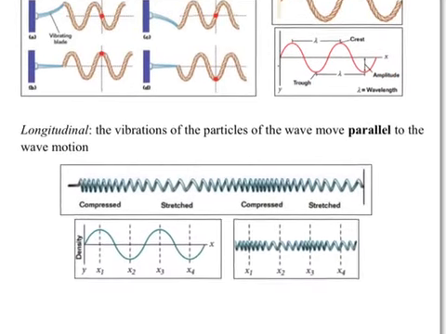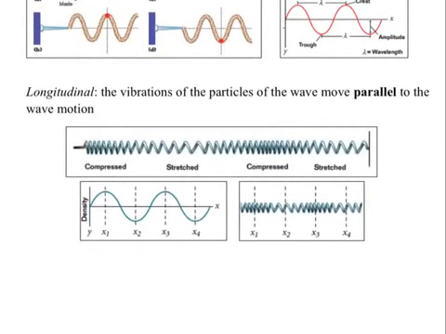The second type of wave is longitudinal, and with longitudinal waves, what we'll notice is that the vibrations of the particles of the wave move parallel to the wave motion. So imagine if you had a spring attached to a wall, and you were to pull on the spring and then let go, the spring would vibrate this way, left to right. So we're going to see that the vibration is going to be left to right, and the wave's motion is left to right. So therefore, this is moving parallel to the wave motion, and it is a longitudinal wave.